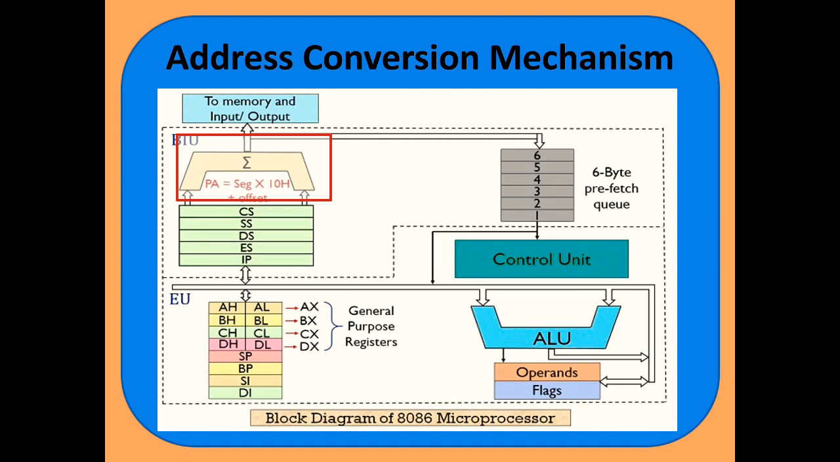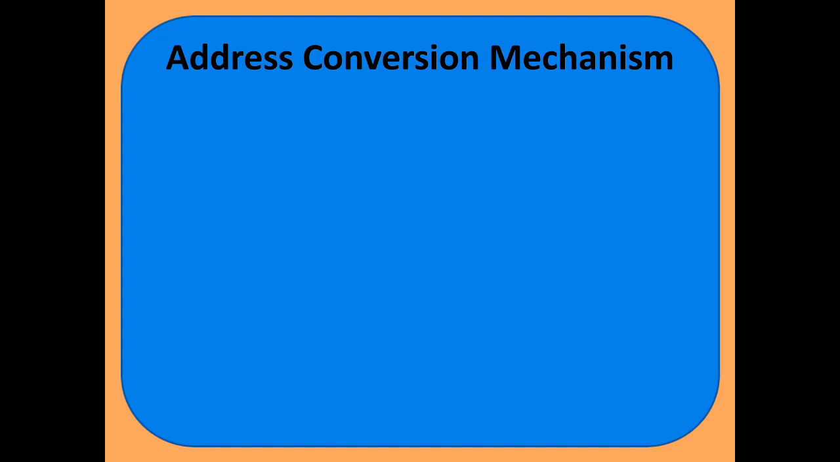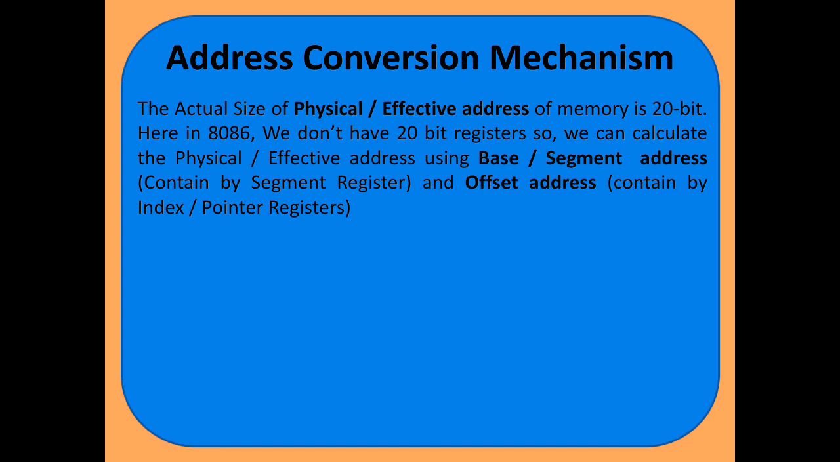The next topic is the address conversion mechanism. The need for it is that the physical memory address is 20 bits, whereas the registers in 8086 contain only 16-bit addresses. Because of this, we need to convert a 16-bit address into a 20-bit address. By using the base or segment registers and offset registers, we can calculate the physical address. The base address is the starting address of the segment, and the offset address is the displacement from the base address.